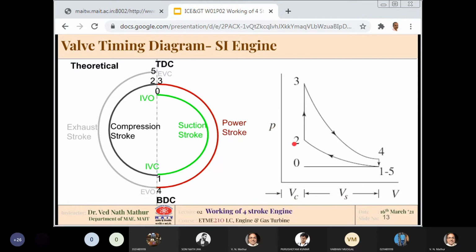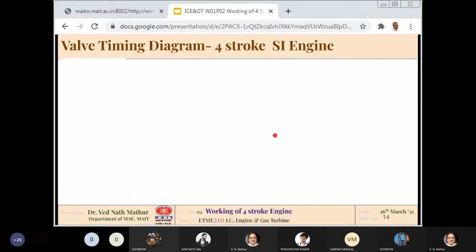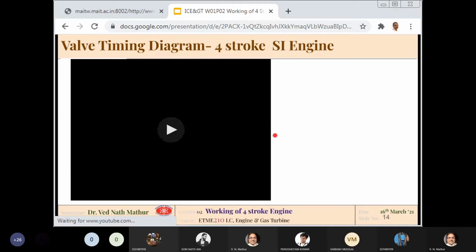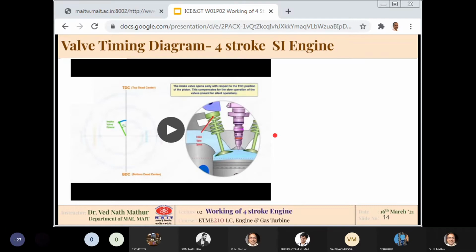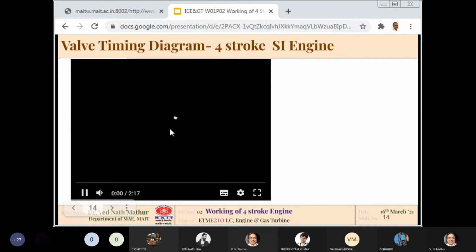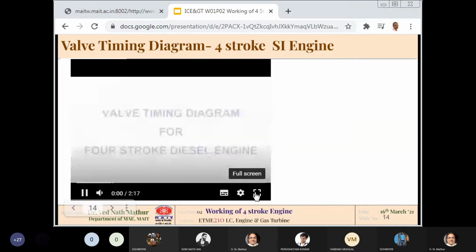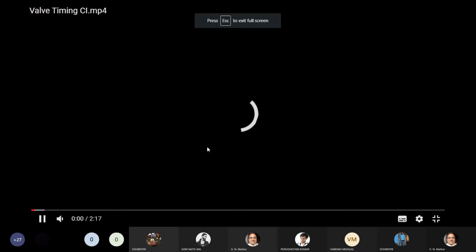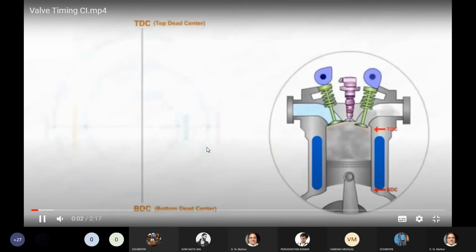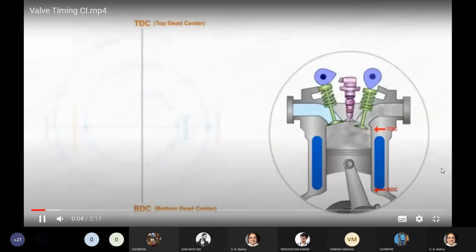So if you draw the actual valve timing diagram, is the animation visible to you? Yes, sir. Yes, sir. I hope it's now on full screen. Yes, sir.